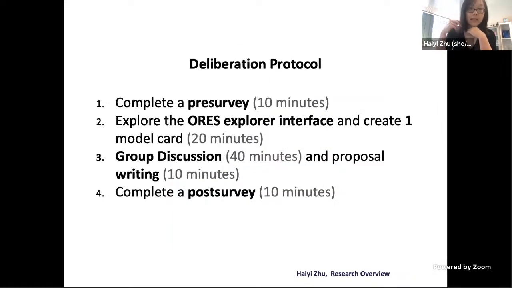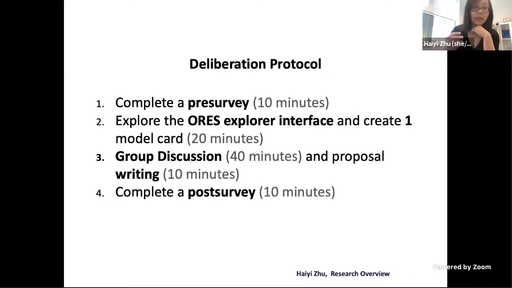So this is the deliberation protocol we are currently designing and using. The protocol has four steps. First, each participant will individually complete a pre-survey to help us understand their knowledge about ORES, their experience and roles in the Wikipedia community. The second step is that they are going to individually explore the ORES Explorer interface.